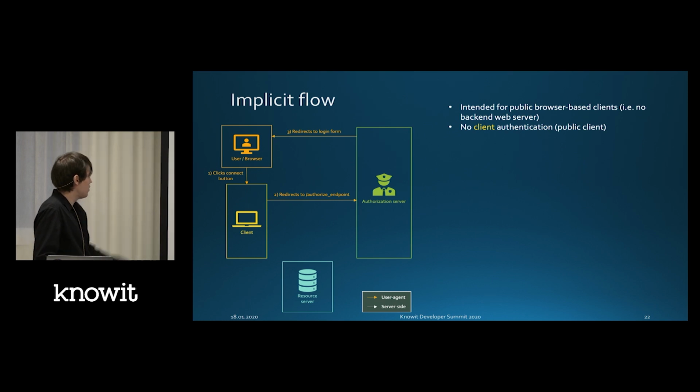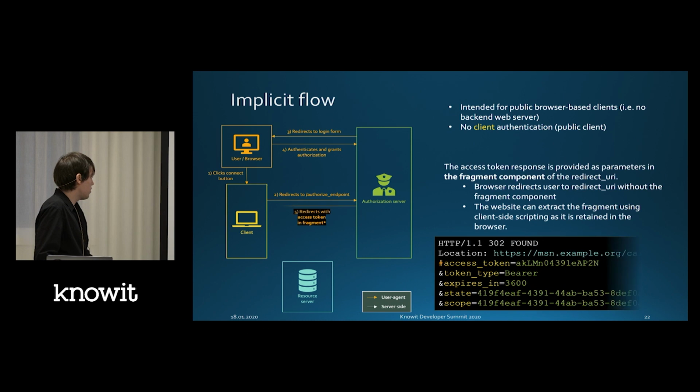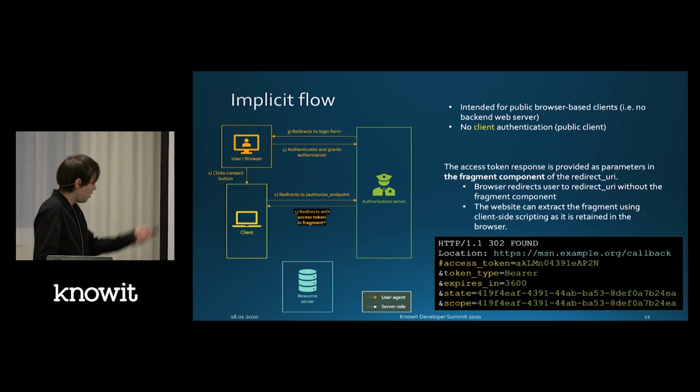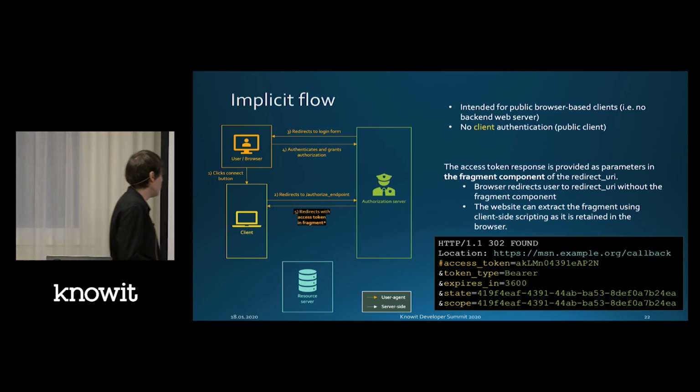You redirect to the authorization endpoint, everything here is happening in the browser. You authenticate, you get redirected back. But here's the big difference: the access token is actually returned here. Because this client is public, it has no way to do any backend communication, like server to server communication. So instead of returning an authorization code, it returns the access token immediately.